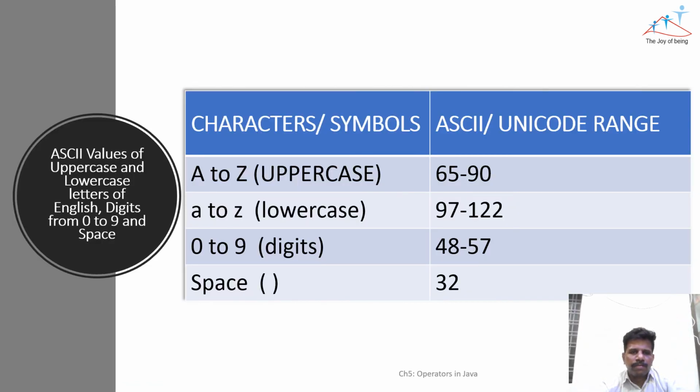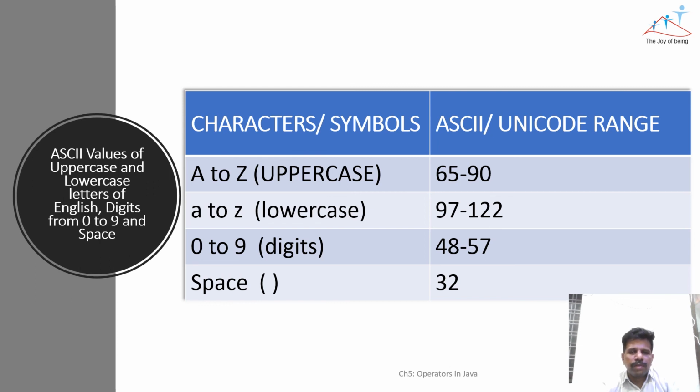This table is for reference. It shows the ASCII or Unicode range for uppercase letters. It is in a sequence: for capital A it is 65, capital B 66, and so on. Capital Z will be 90. For lowercase letters a to z, the ASCII or Unicode value for lowercase a is 97, for small b it would be 98, and so on. For small z it would be 122.